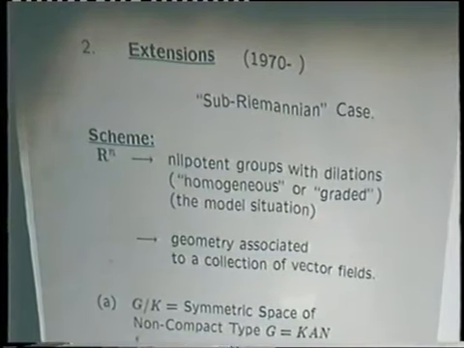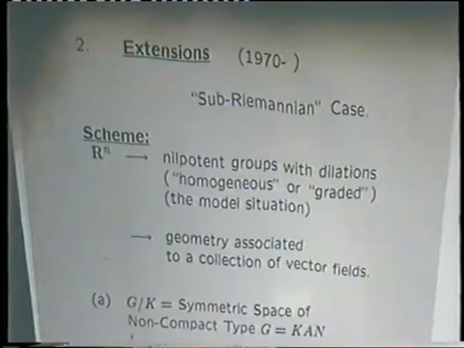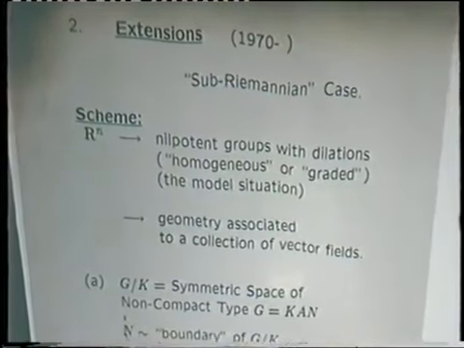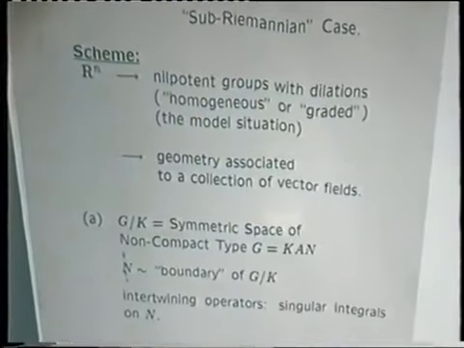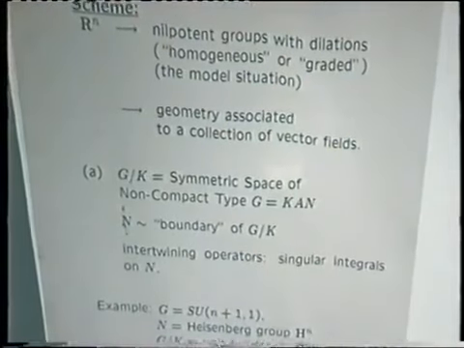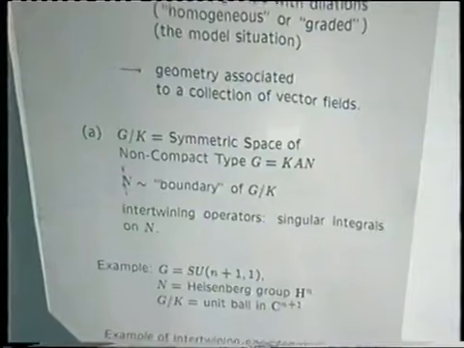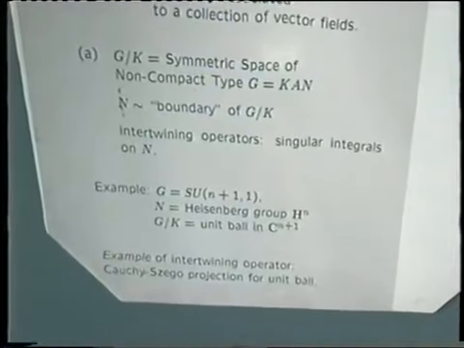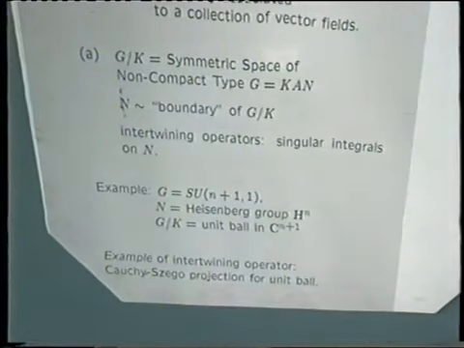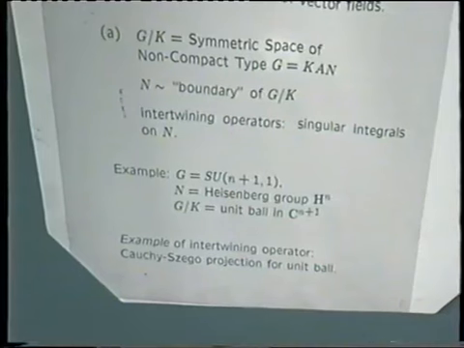And then the next step from there is you go from this situation, which is a model situation, to a more general situation where you're talking about a given collection of vector fields which satisfy certain commutation properties, and you look at the geometry that is associated to that. So let me briefly describe this situation.